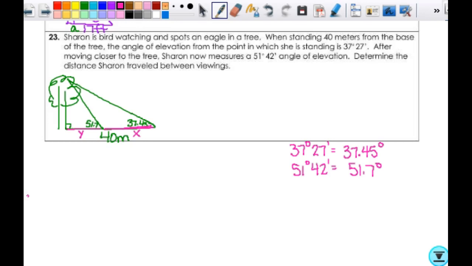Well, here's what I know. I know this whole side of this triangle, and I know this angle. So I can find this side of my triangle. It doesn't ask me how far the eagle is from the ground, but I can find that.